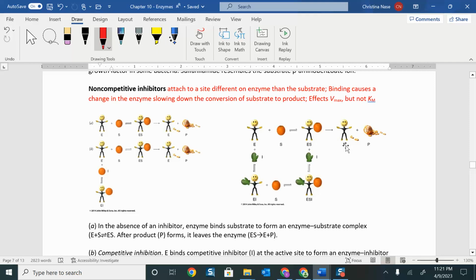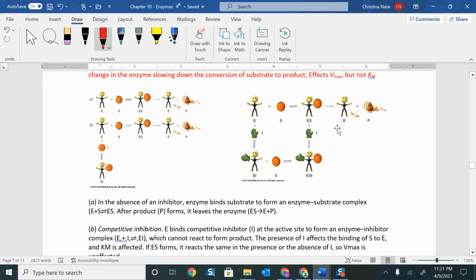So that's the Vmax. I love this diagram. I like how the book explains this. In part A over here, this is your normal process. You have your enzyme, you bind the substrate, you form the enzyme substrate complex, and then you end up with your enzyme and your product. The process that they're describing is really just a guy peeling an orange.